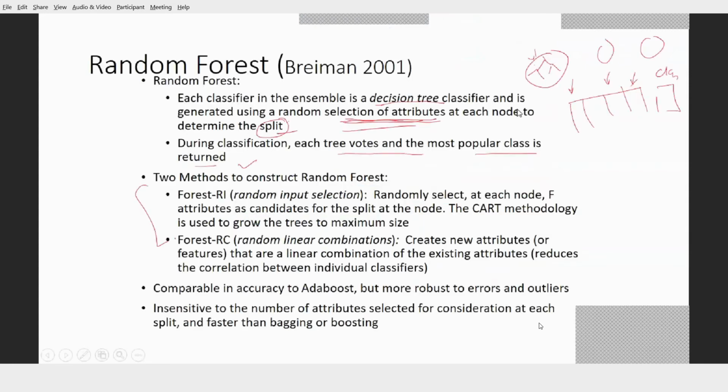Then the vote of each model is taken, and finally whichever is the majority becomes the class.